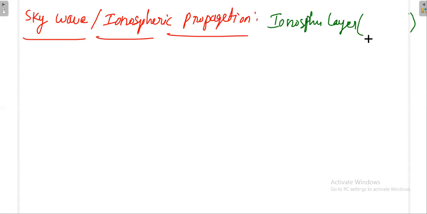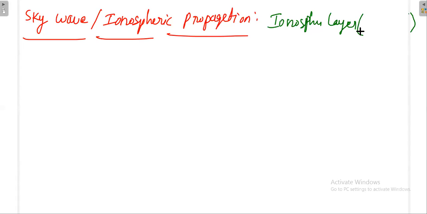Generally, in our terminology, sky is something that is near to us. Space is something that is very far away from us in general. The ionospheric layer, if you look at it, will be around 400 kilometers.